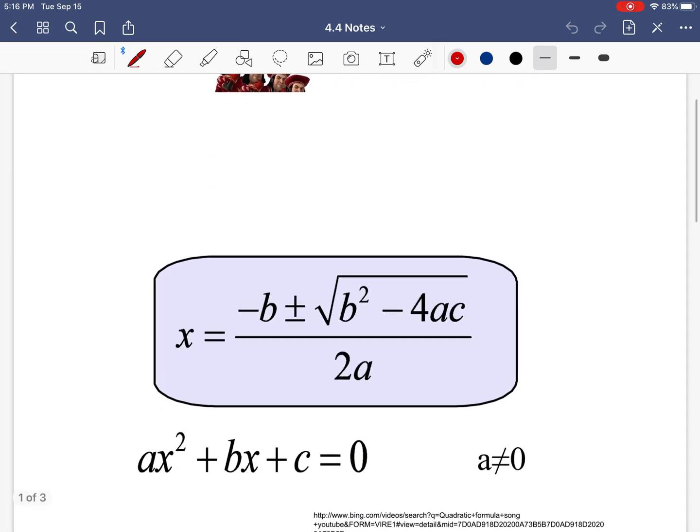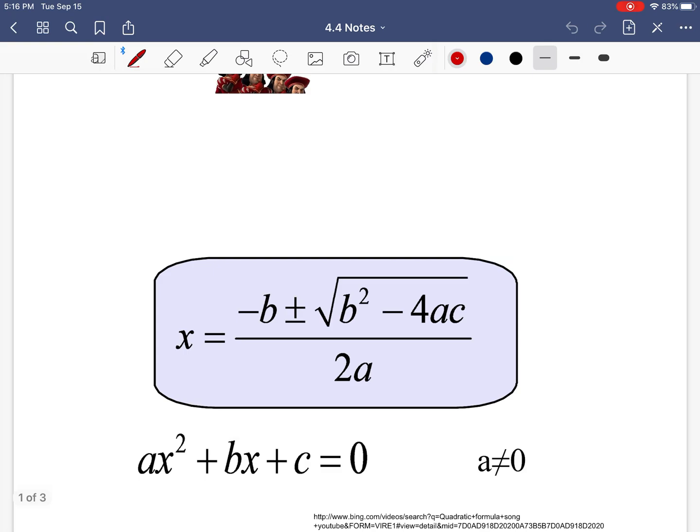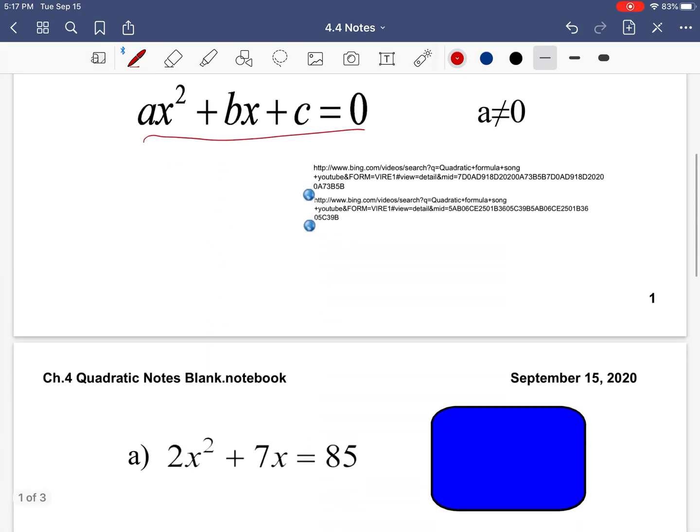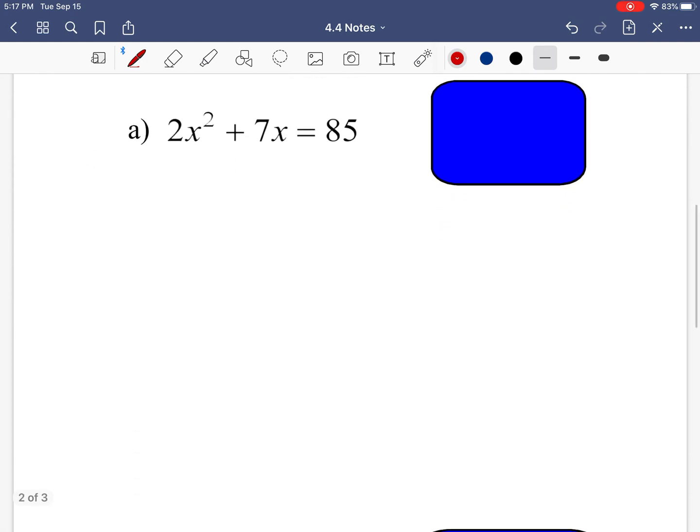So for that, we're going to use the quadratic formula, which is this beautiful one where all our equations are in this form: ax squared plus bx plus c is equal to 0. And our quadratic formula is x is equal to negative b plus or minus the square root of b squared minus 4ac all over 2a.